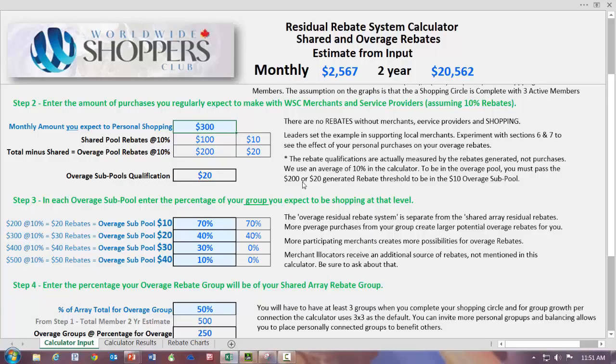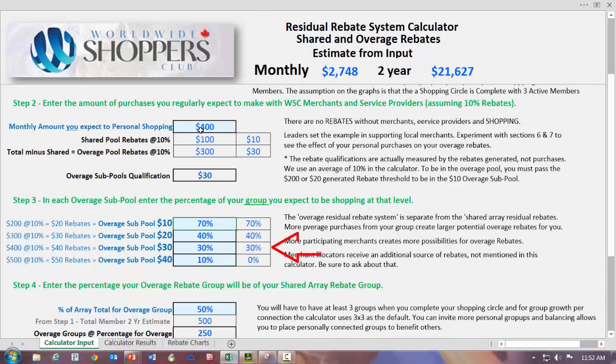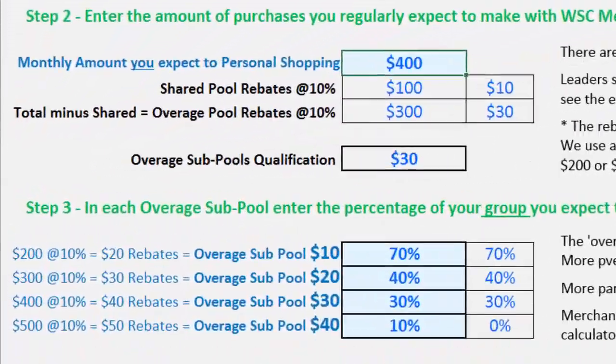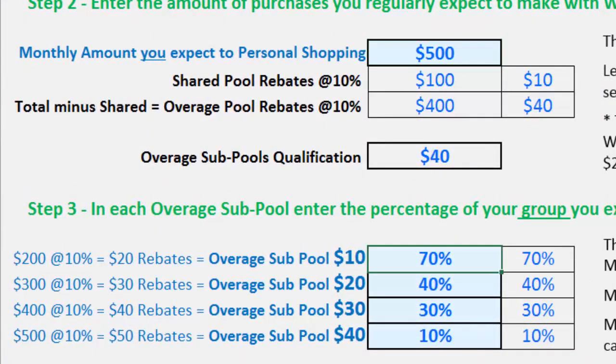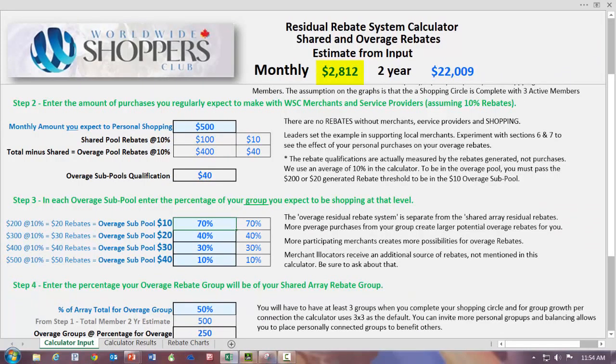So now you're at $2,567. Okay, how about an extra $100 to put you in the $30 overage subpool? So now you can receive overage rebate points and rebates from the $30 overage subpool, which again increased your rebates by $181. So now let's take another $100 of that and spend it with our local merchants and service providers. And now we can see that by generating $40 in overage rebates and qualifying for the $40 subpool, we receive rebates from all of our group. If this was at 10%, that extra $400 in spending brought us an extra $812 in overage rebates.